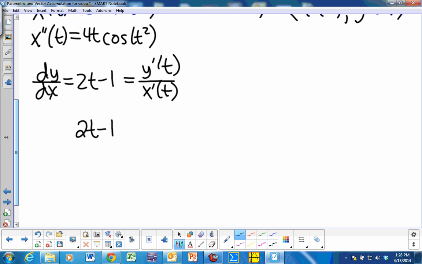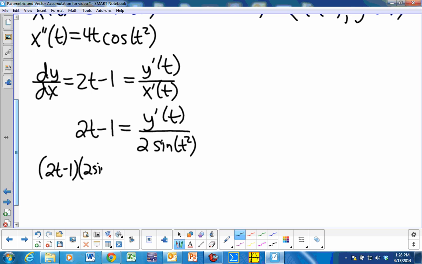So here's my equation, 2t minus 1 equals y prime at t over, well, x prime was again given. It's 2 sine of t squared. So I know that value, and now to solve for y prime, I just multiply. So 2t minus 1 in parentheses, 2 sine t squared, that's going to be y prime at t. So in order to find the second derivative, I just need to take the derivative of that derivative. And I don't need to do that by hand because I've got the formula there.